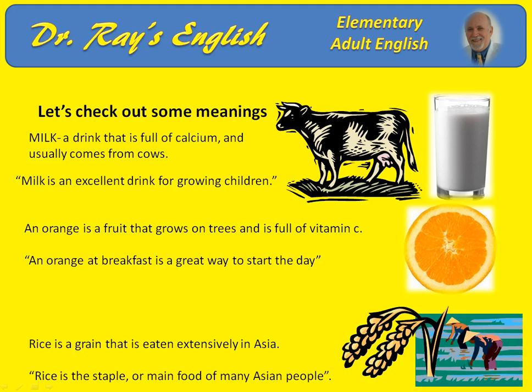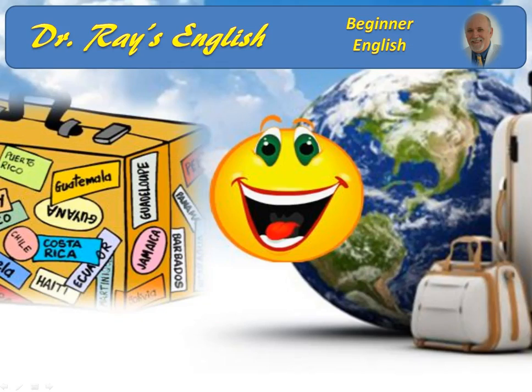Rice is a grain that is eaten extensively in Asia. Rice is the staple or main food of many Asian people. Over to you. Good. That's just one small part of an elementary lesson.